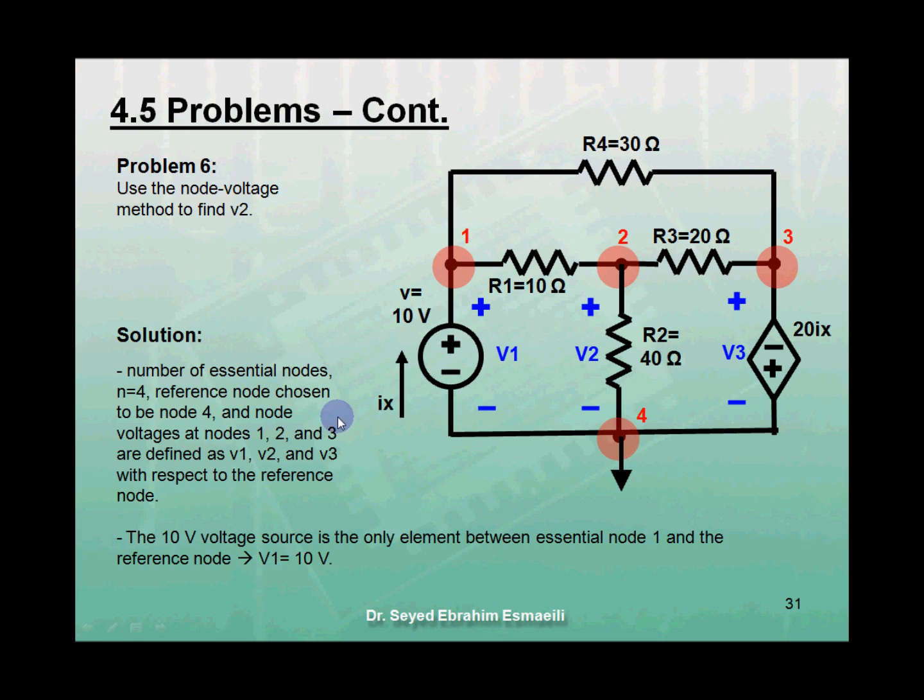In problem 6, we need to find V2 using the node voltage method. We start by noting that this circuit has three essential nodes: node 1, node 2, node 3, and node 4, which is chosen as the reference node. The node voltages are defined with respect to the reference node as V1, V2, and V3. We also notice that the 10 volt source is the only element between essential node 1 and the reference node, from which V1 is restricted to be equal to 10 volts.